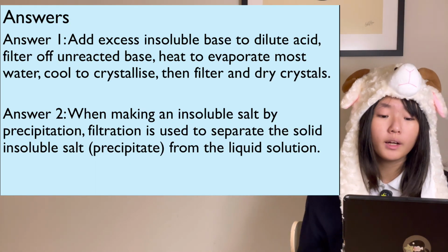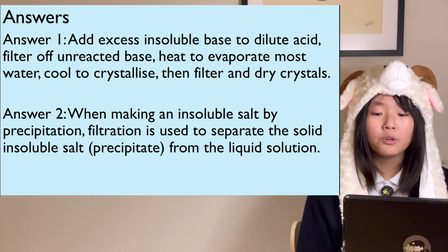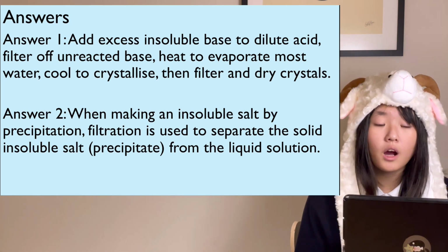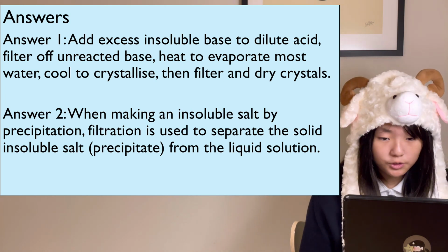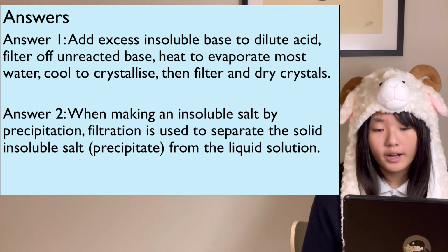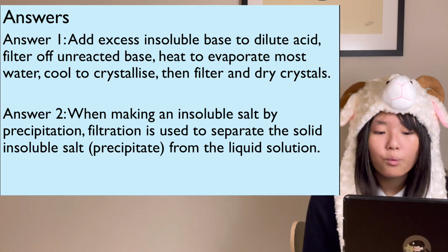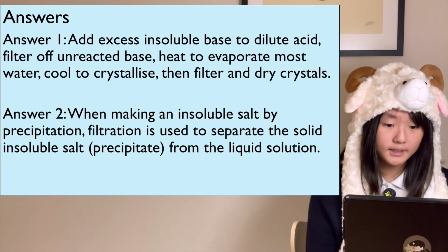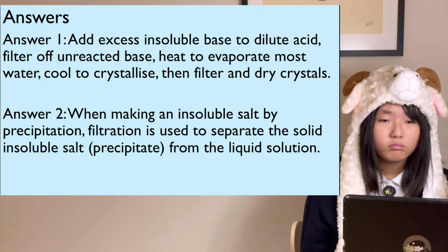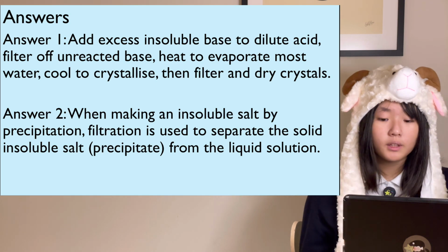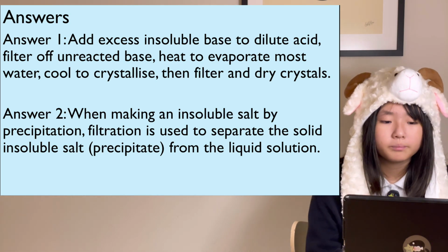The answer to number 1 is add excess of an insoluble base to a dilute acid, then filter off the unreacted base, heat to evaporate most of the water, then cool to crystallize, and then finally filter and dry the crystals off. The answer to number 2 is when making an insoluble salt by precipitation, filtration is used to separate the solid insoluble salt, the precipitate, from the liquid solution.